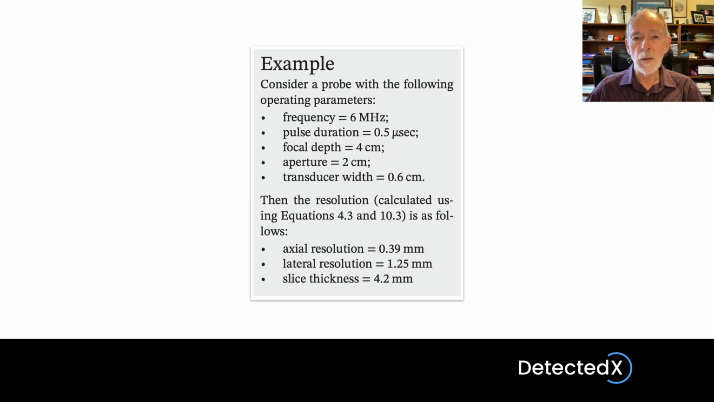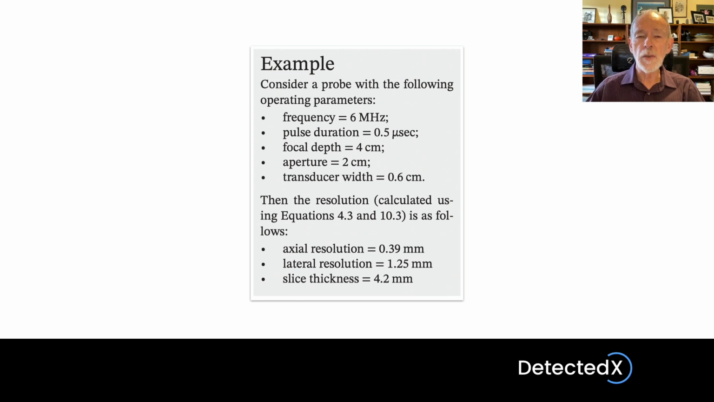This is a table taken from my textbook. I just wanted to show you some typical numbers. This has been calculated for a 6 MHz probe operating at a focal depth of 4 centimeters, and the values are calculated at focus. The axial resolution is about 0.4 of a millimeter, which is very good. The lateral resolution is about 1¼ millimeters. And then for completeness, I've also calculated the slice thickness, and this is 4.2 millimeters.